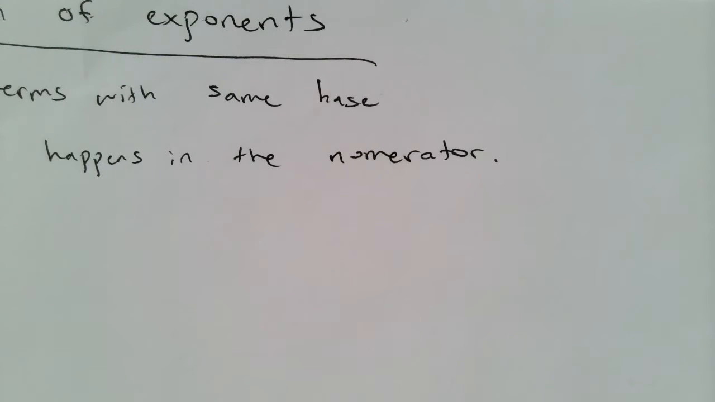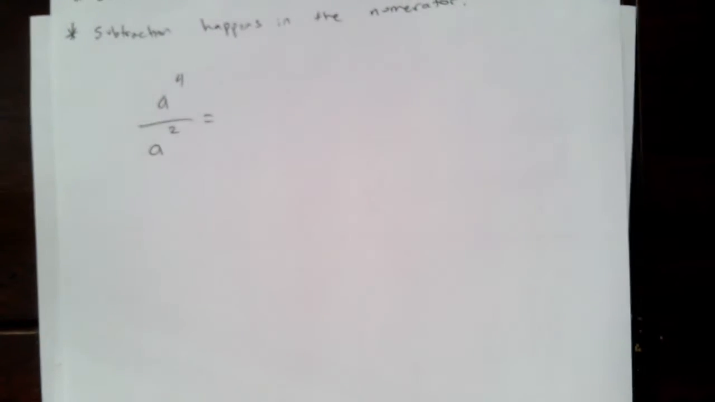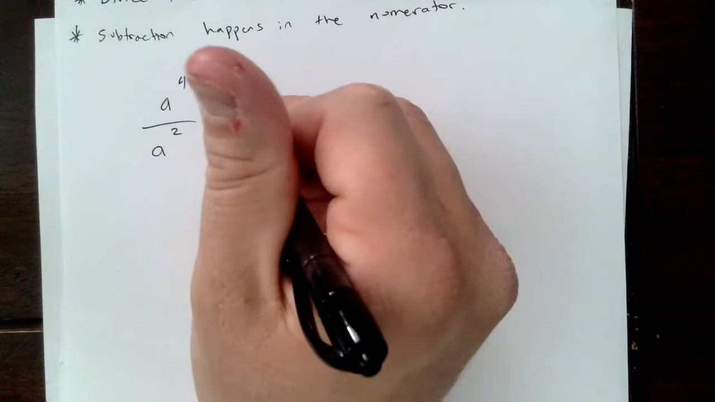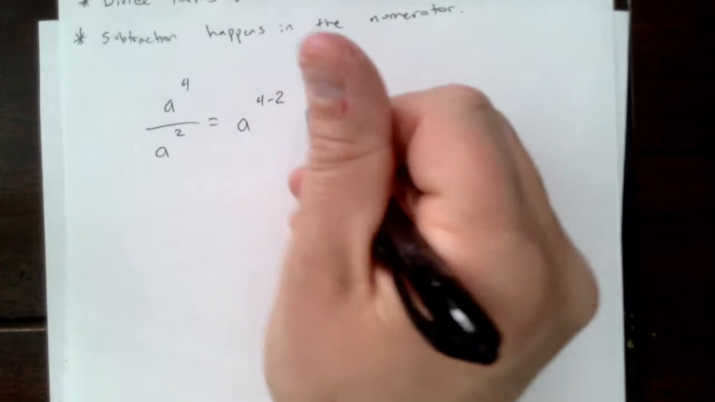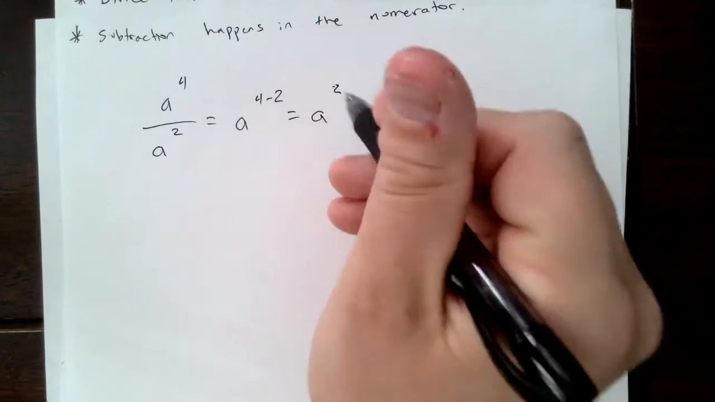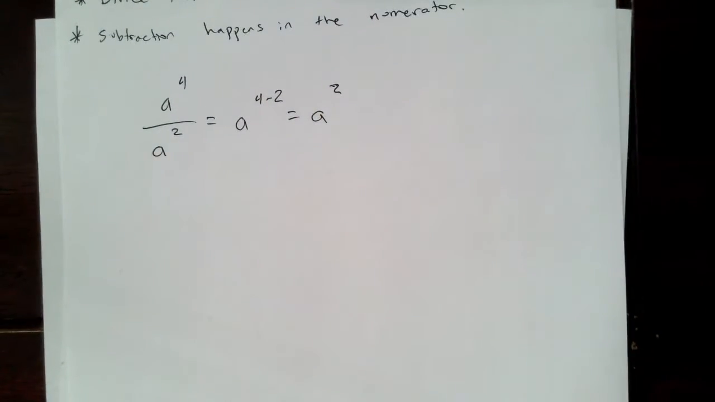So, if I have a to the 4th over a squared, that becomes... I had a feeling this thing wasn't on. There we go. a to the 4th over a squared. When we subtract those, it becomes a to the 4th minus 2, or a squared. Okay, we're not dividing them, we're subtracting them.